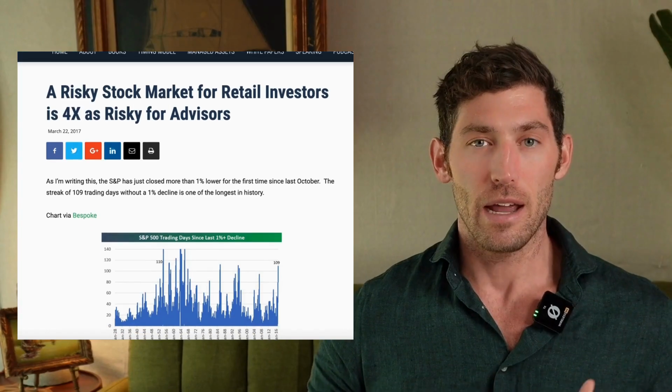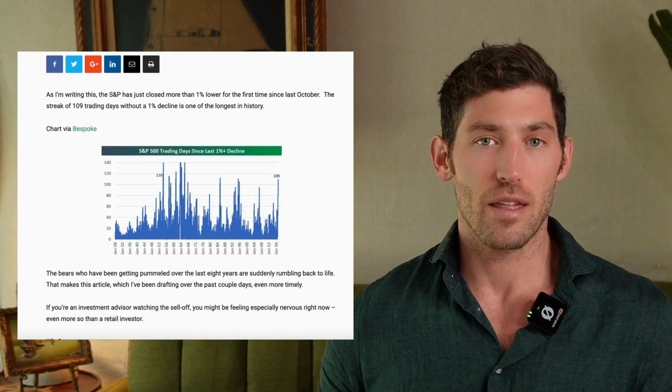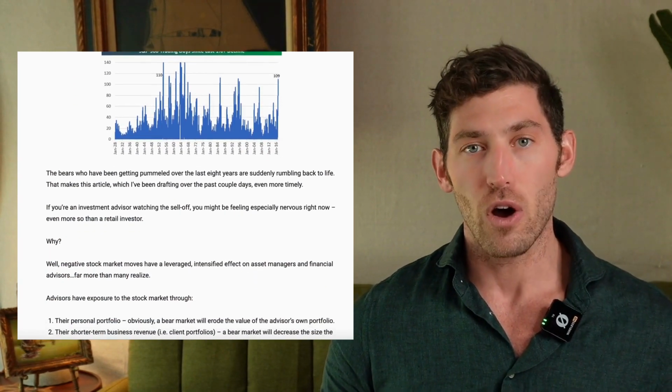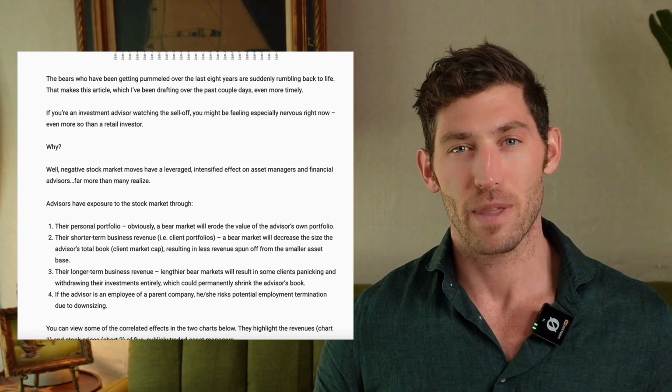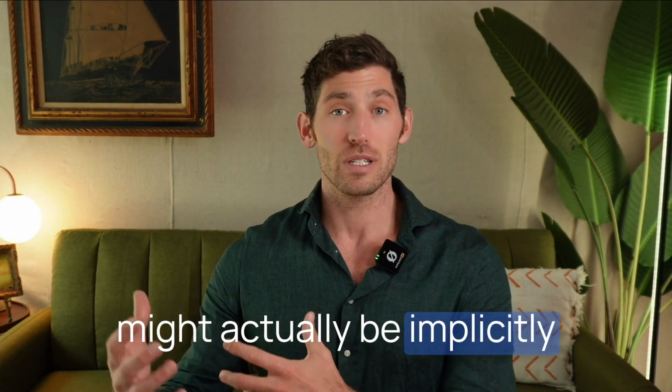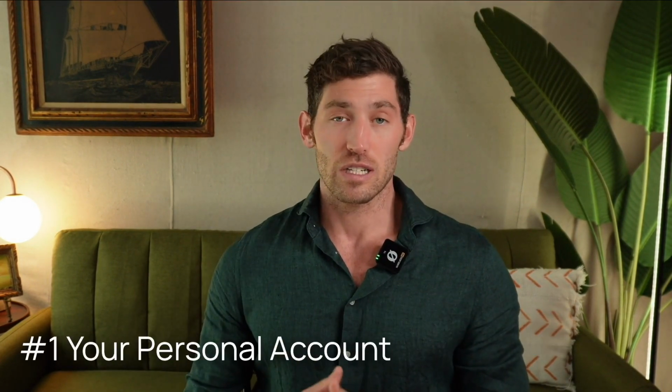To set the stage and give a little bit of context, I want to go back a couple of years to an article written by Meb Faber, who is the Chief Investment Officer and co-founder of Cambria Funds. And the context of this article was the idea that financial advisors have far more exposure to markets than they probably think they do. And so Meb listed a few ways in which advisors might actually be implicitly levered to the market. The first is just in their own personal accounts. If you're a financial advisor, it's very likely that you have exposure to stocks and bonds in your own personal account. And so you are subject to the fluctuations of stocks and bonds.